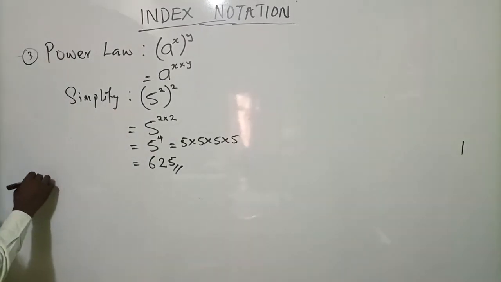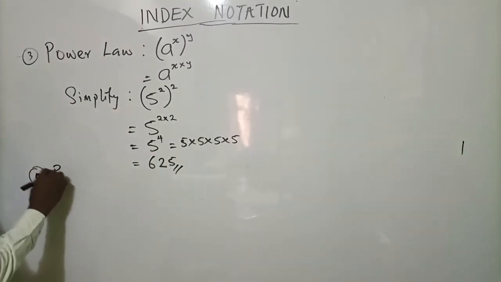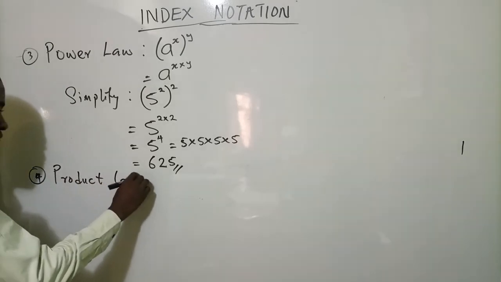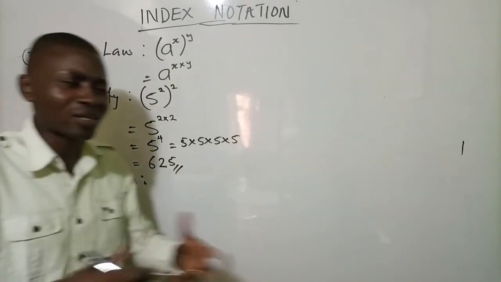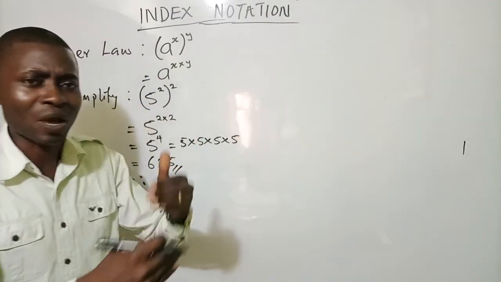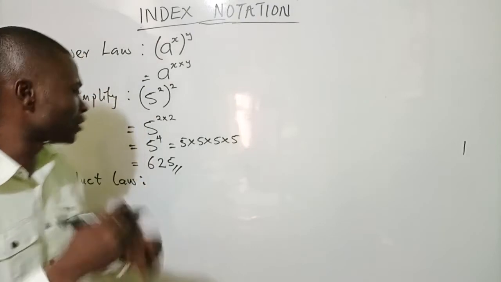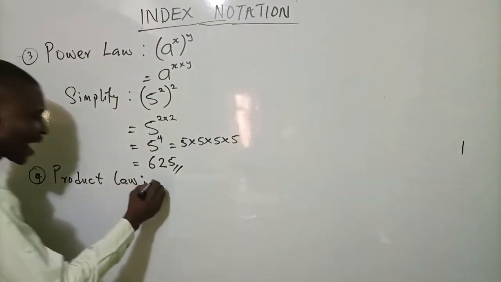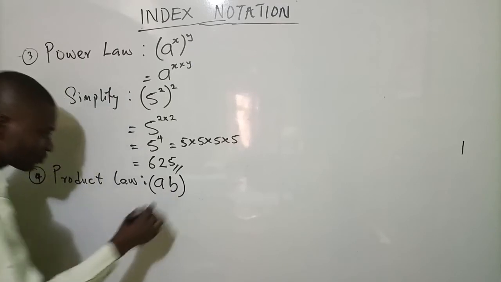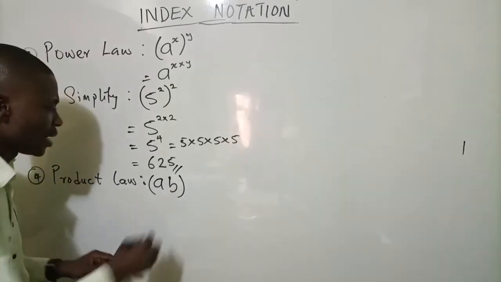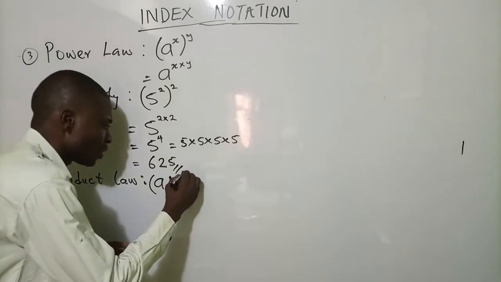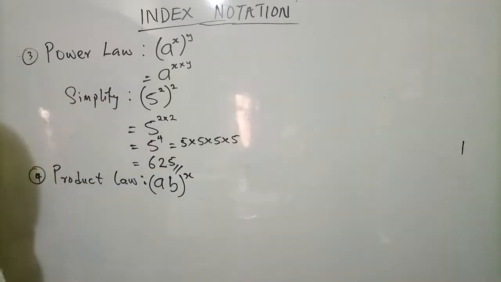The product law, the fourth law of indices, is called the product law. What does it state? Just like the name, product means multiplying. So the product law states that if I have different bases, for instance, A and B, both of them in the bracket, raised to the power of x.